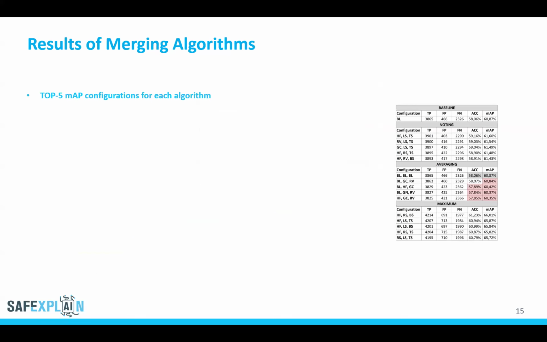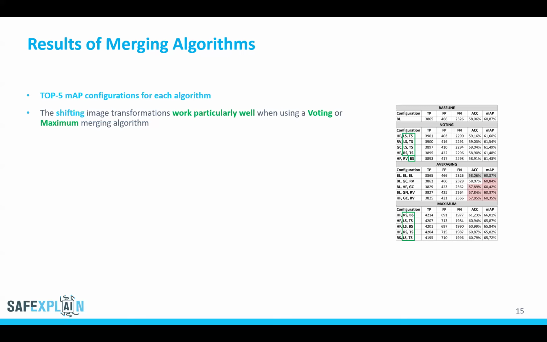So then in this table, I'm showing the top 5 MIP configurations for each algorithm. So we can see some of these combinations that are interesting. First of all, we see that these shifting transformations, which are basically the left shift, top shift, right shift, and bottom shift, work particularly well with voting and also with the maximum merging algorithm. For example, if we look at the maximum, the first one, that is HF, RS, and BS, obtains an MIP of 66% compared to the baseline that is 60%. So we have more or less a 6% increase. And in the voting, we have more or less a 1% increase.